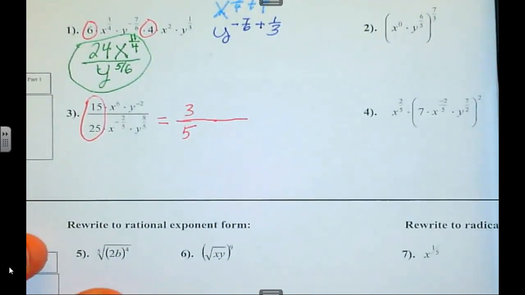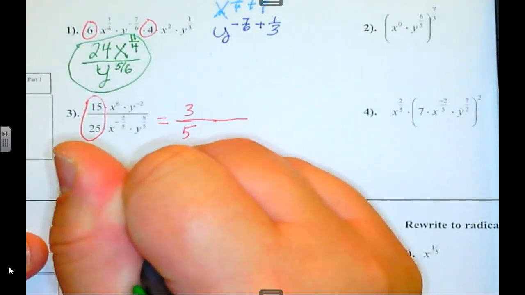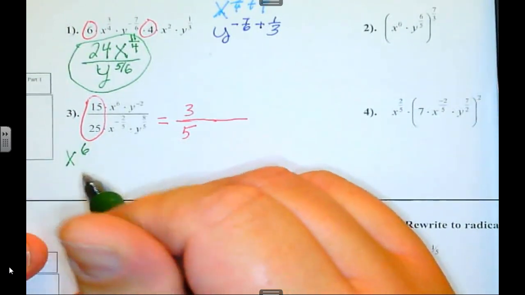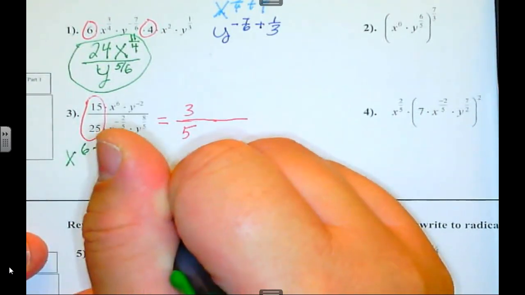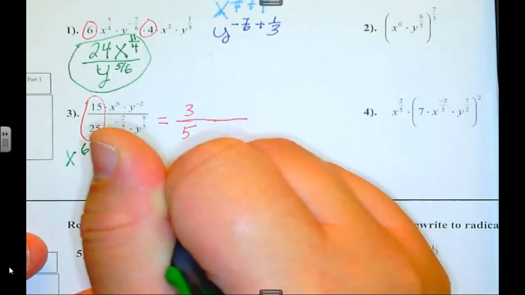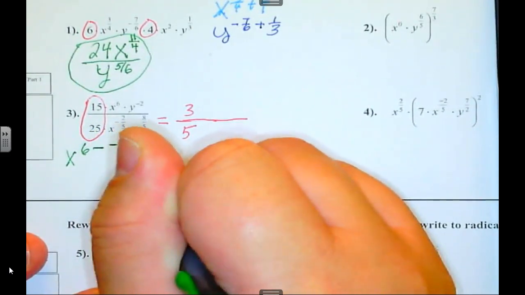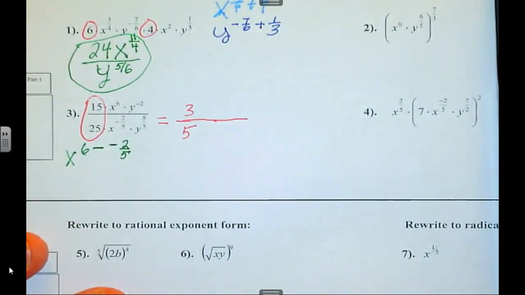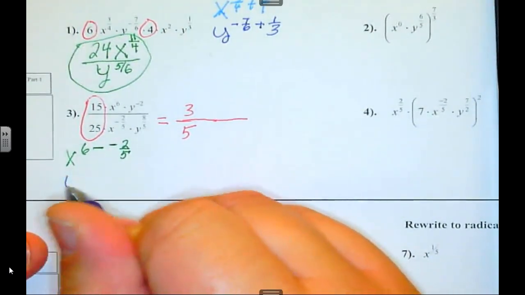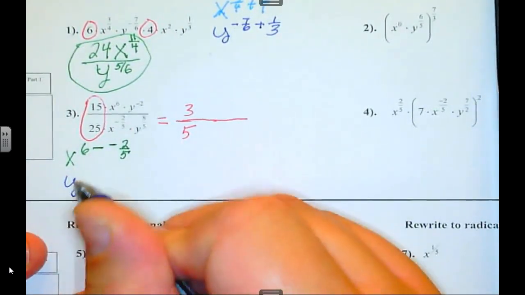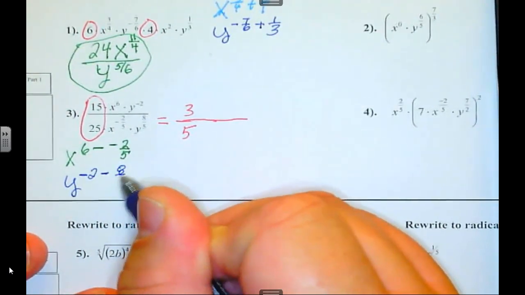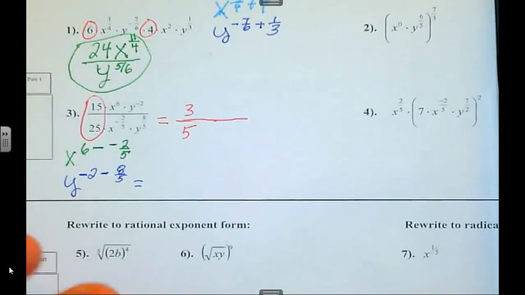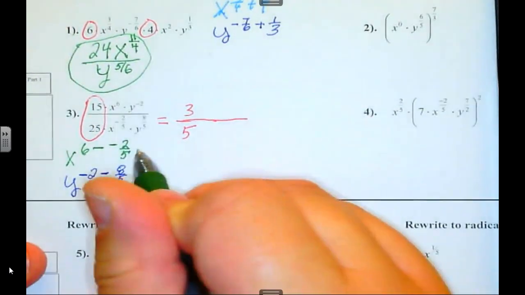Okay, my x's. I have x to the 6, and when I divide, I subtract my exponents. Negative 2/5. And my y's is going to be negative 2 minus 8/5. Okay, back to our calculators.